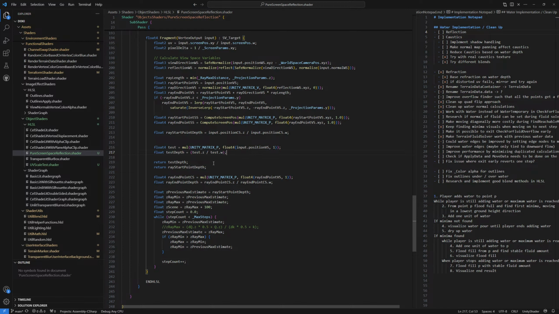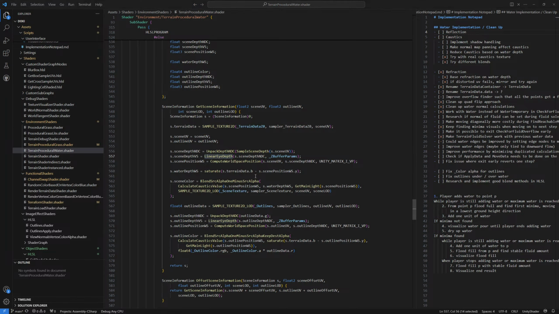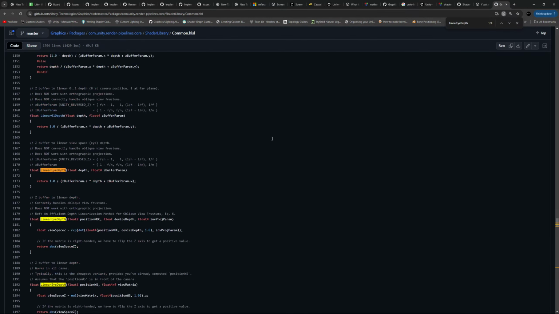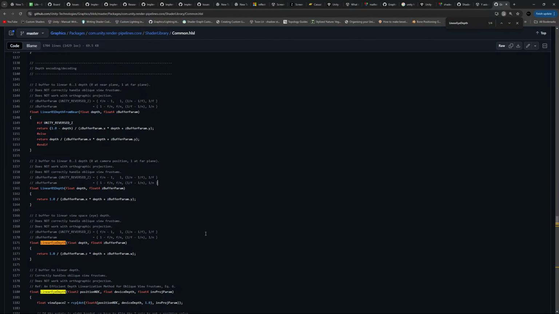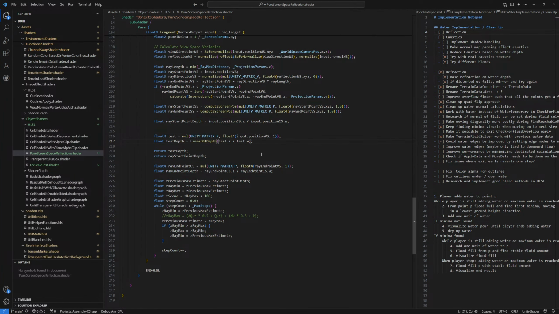So what if we do, I don't want to do linear eye depth. But do we have linear 0,1 depth? Maybe. That's not it.